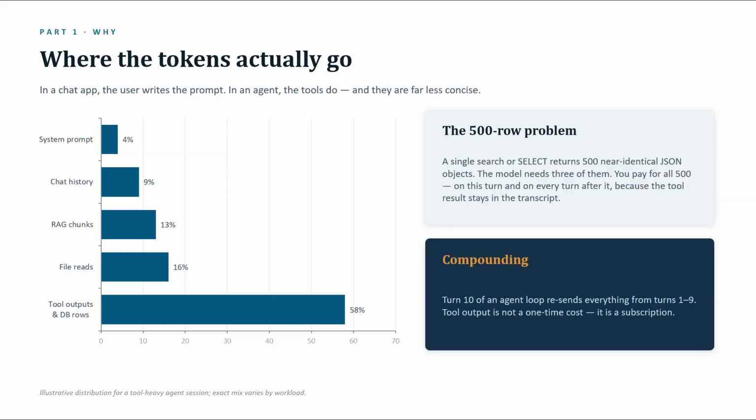And next, the file reads take like 16%, and most of the tokens here are the tool outputs and the DB rows, which is like 58%. So there is a 500 row problem. A single search or select returns 500 near identical JSON objects. The model needs three of them, but you pay for all 500. And this repeats on every turn after it, because the tool result stays in the transcript.